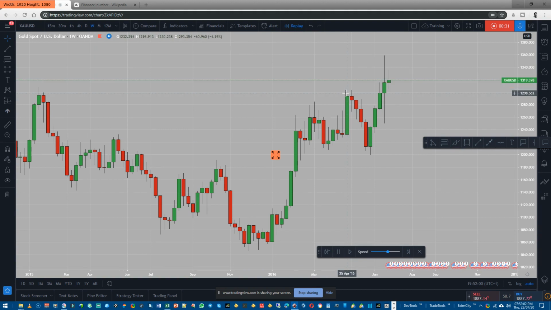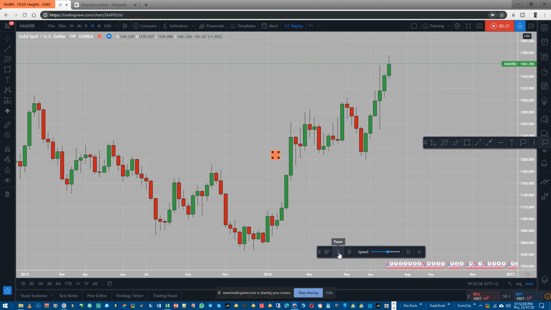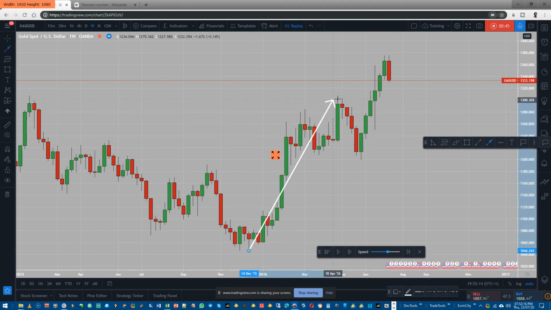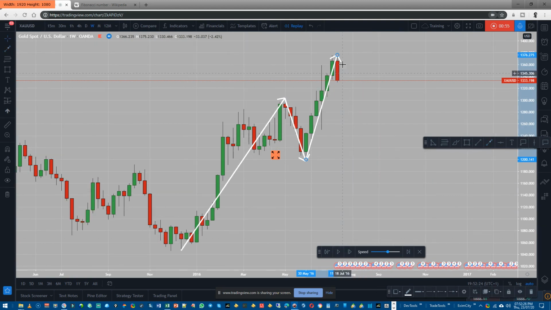We have impulse, we have correction, and now the market has gone upwards. That means we are looking at another impulse. Let's wait. Okay, so now it's quite possible that the market has created an impulse like this, followed by a correction, and then we have an impulse once again. Now let's see if we get further downward movement.